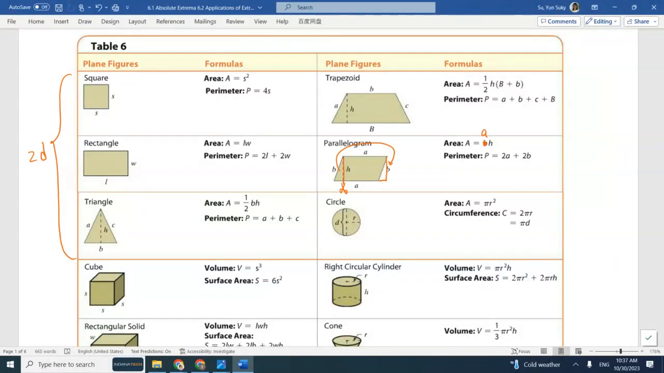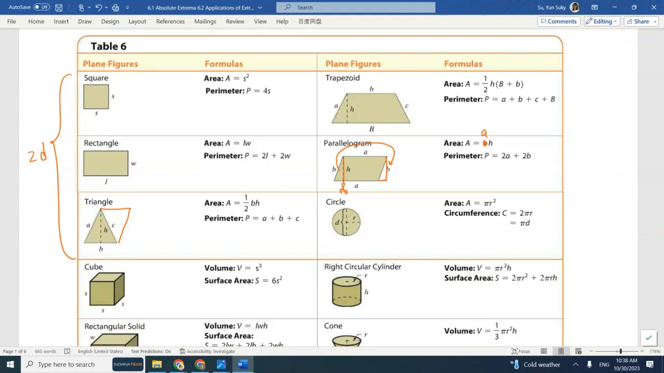Next, triangle. Do you see if I get another copy of the triangle and I put it upside down, I get a parallelogram? So the area of a triangle is half of the area of the parallelogram. And the parallelogram is base times height. Okay, now I have to beat it. So this is correct. Perimeter, A plus B plus C, the sum of all the sides.